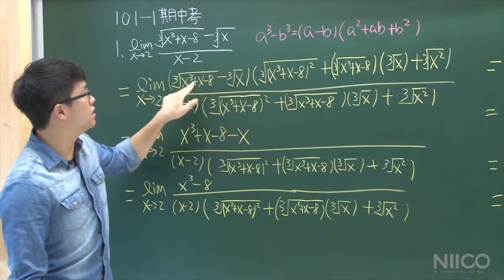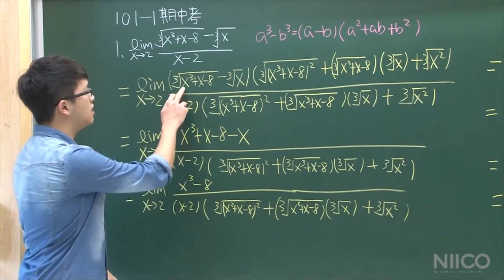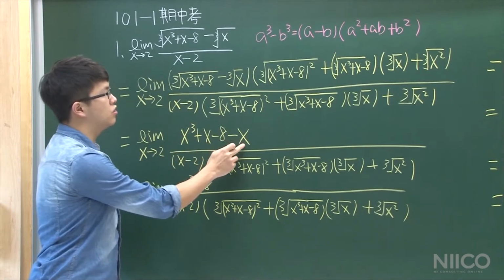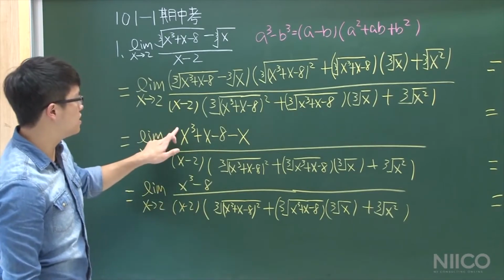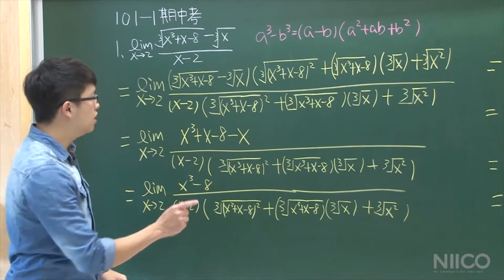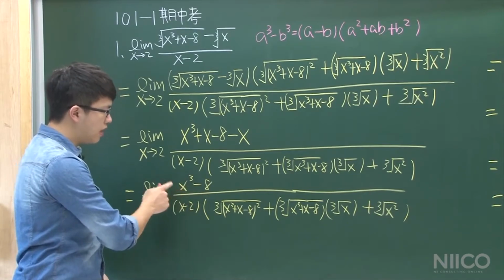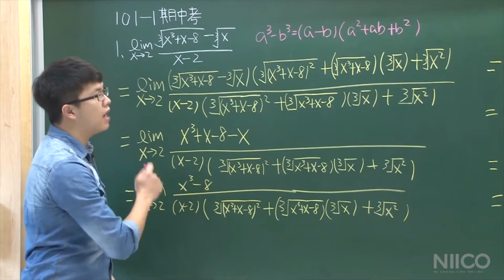After this application, we can see that the numerator becomes a to the third minus b to the third, which is x to the third plus x minus 8 minus x. This is basically x to the third minus 8. Now this is a good time when we can apply the difference of cubes yet again. For x to the third minus 8, let's take x as our a, and 2 as our b.